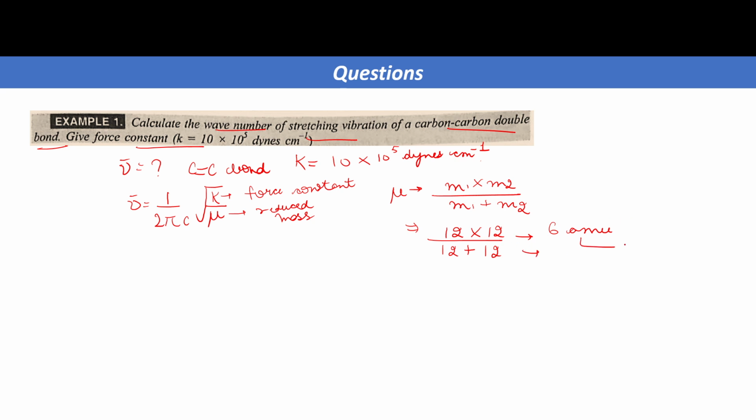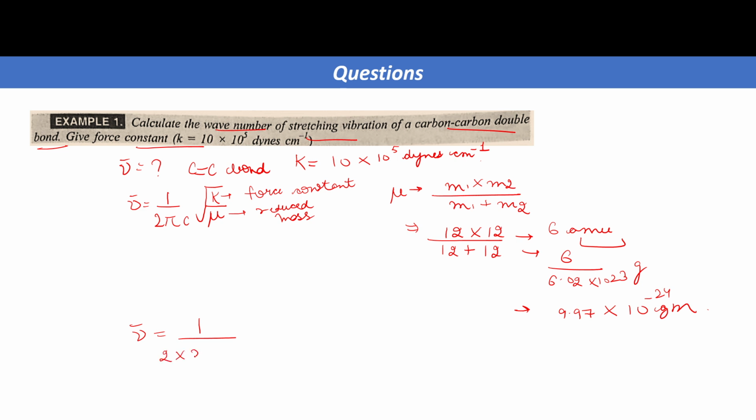Now we have to convert this AMU into kg. First we will convert it into gram. For the gram, we can simply divide by the Avogadro number. So it will be 9.97 into 10 raised to the minus 24 gram. Now we know the value of reduced mass and the force constant is given, so we can easily calculate the value of wave number.